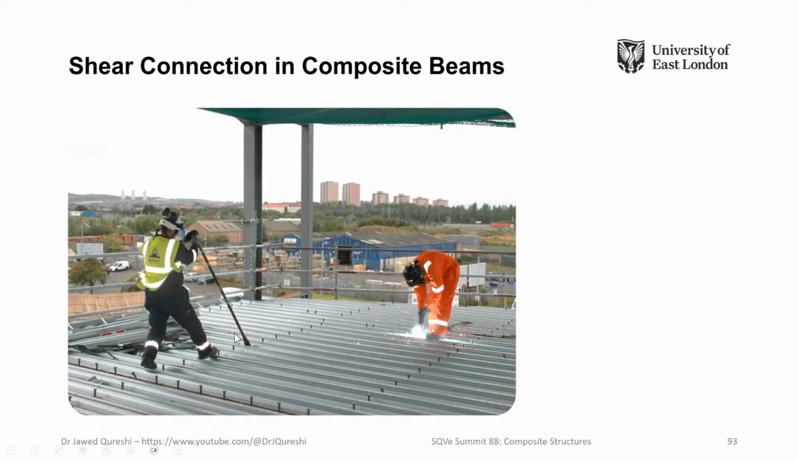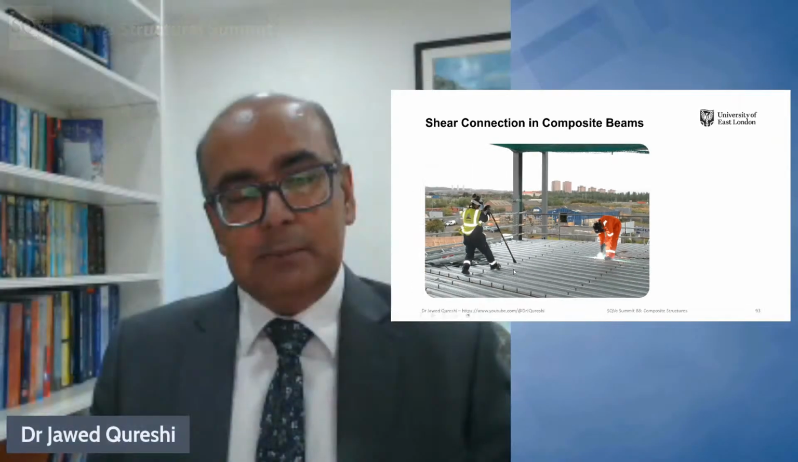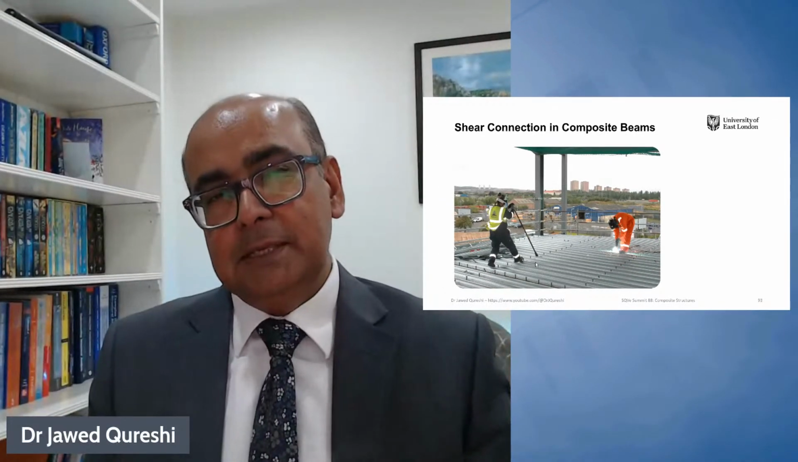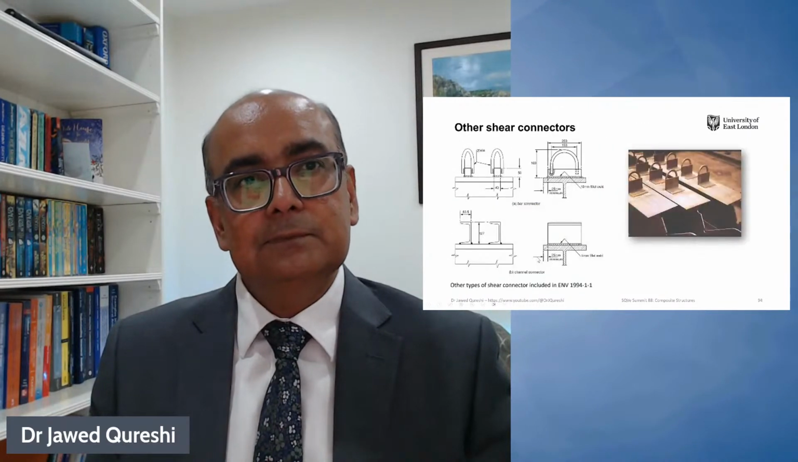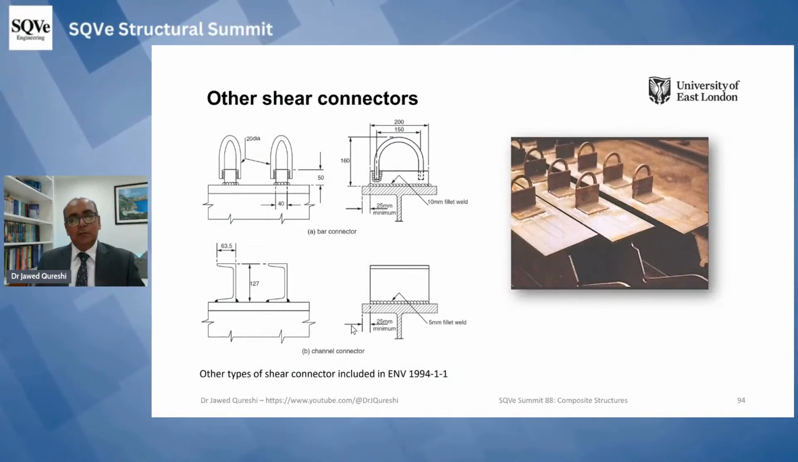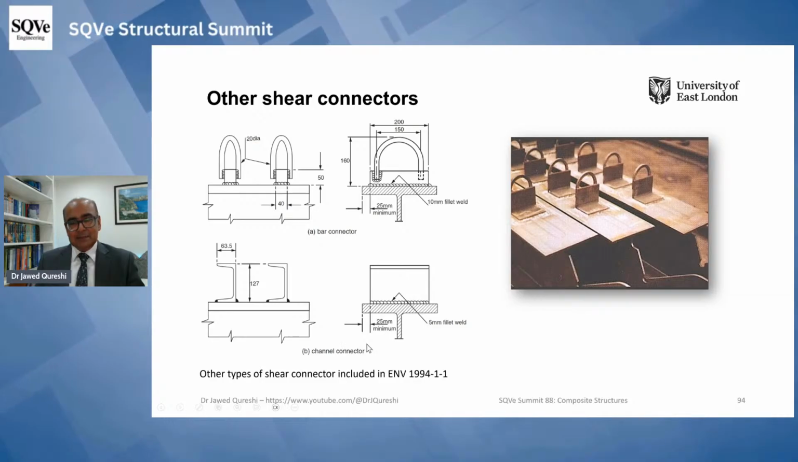Otherwise, if a shear stud is not welded properly, then quality assurance is not taken into account. So this is the way we check if a shear stud is welded properly or not. I'm sure the place where you're working, they would use the same or similar thing. Now, other types of shear studs are not very common in buildings. We have these bar shear studs, and we have these channel shear studs as well. They are included in Eurocode 4. But in buildings, we don't use them.